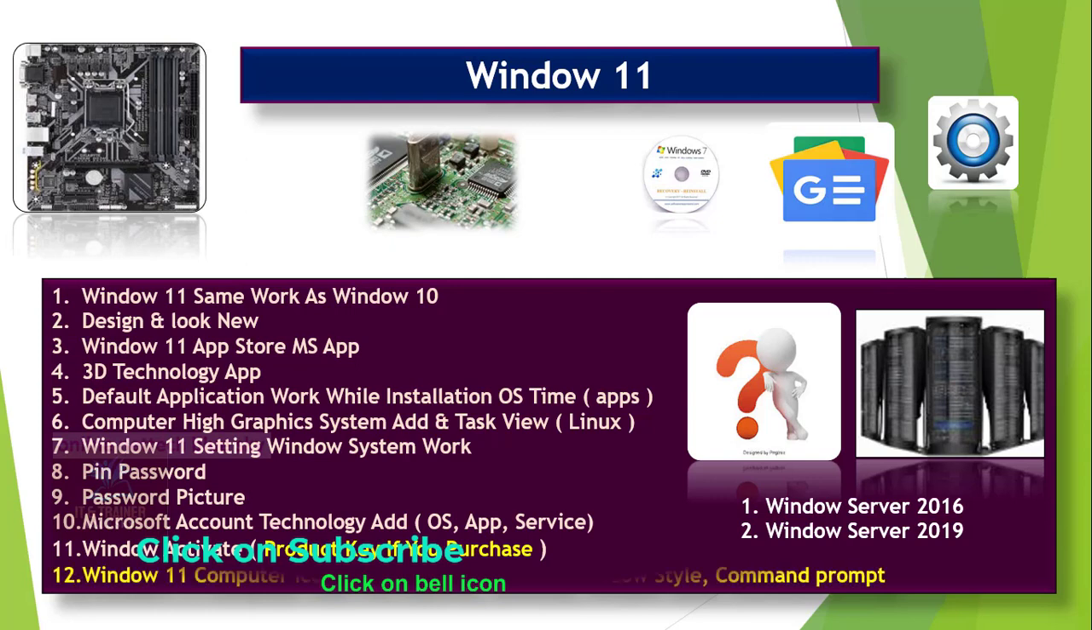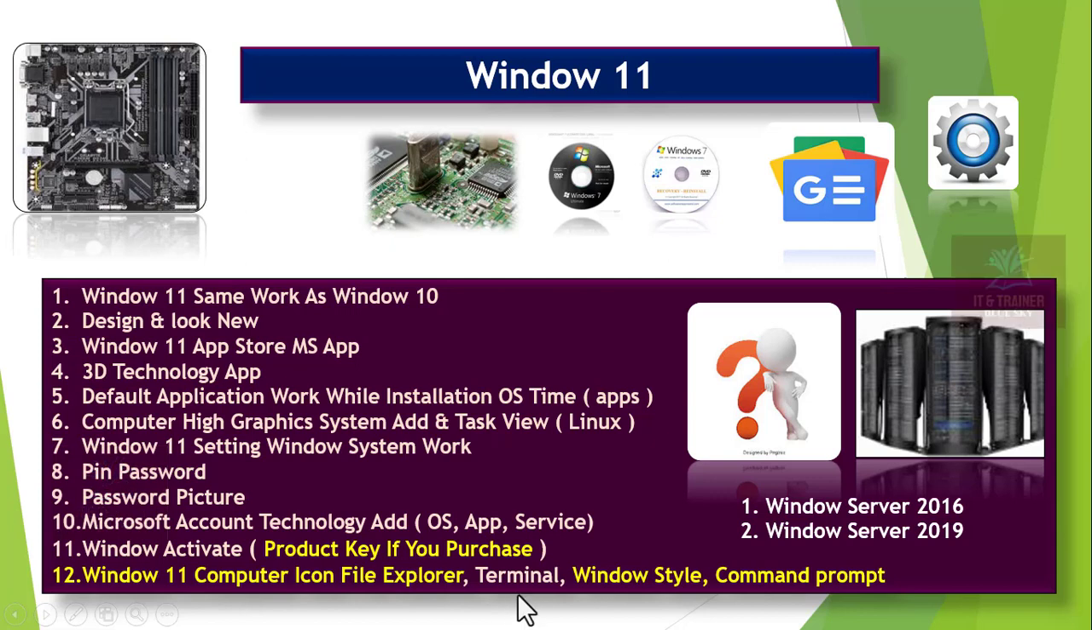Point 12 is the Windows 11 computer icon and File Explorer, which is created very differently, with big changes here. In the computer icon and File Explorer, when you right click you can see new types of options available. Second is the terminal system, newly created. What is a terminal? The terminal has changed, a new terminal system is created. And third is the window style system, newly created in Windows 11.